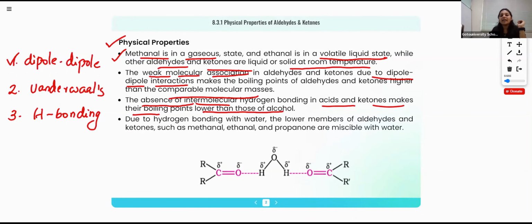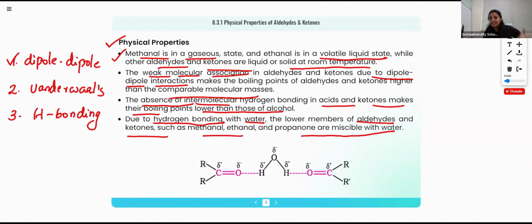Due to hydrogen bonding, it is not between the molecules, this is with the water. The lower members of the aldehydes and ketones, such as methanal and ethanal, are miscible with water. What is miscibility? Miscible means they are mixing together. If you take water and oil, they are immiscible, right? Why? If you mix them together, after some time they will separate into two layers. They are called immiscible. Miscible means they will mix. They won't separate into two layers; they will be a single layer.